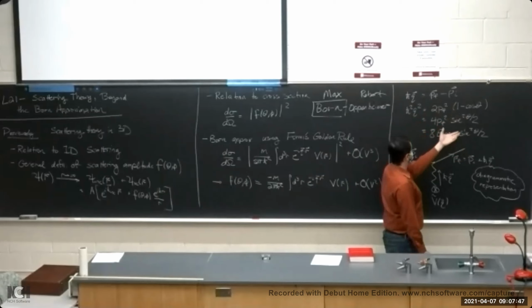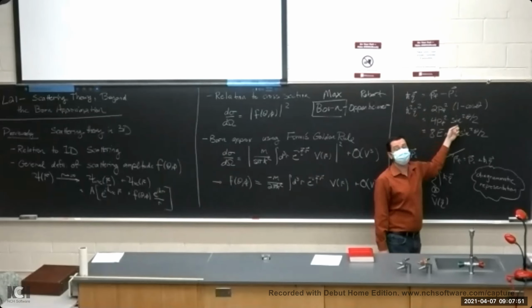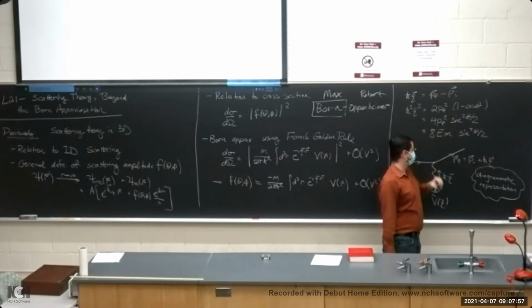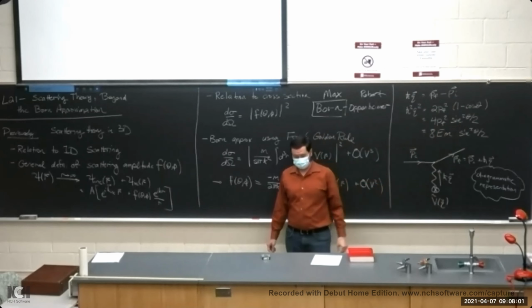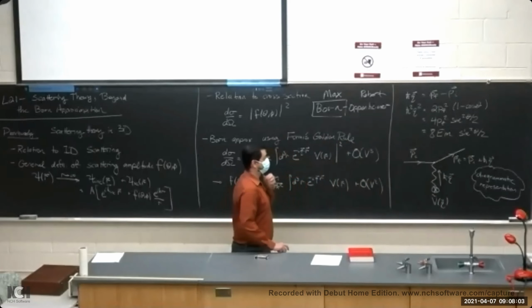And after you shuffle around your trig identities, you can write it as h bar squared Q squared is proportional to sine squared theta over 2. You can write this either in terms of the momentum or the total energy of the collision. So this is my picture of scattering theory at lowest order in the Born approximation.